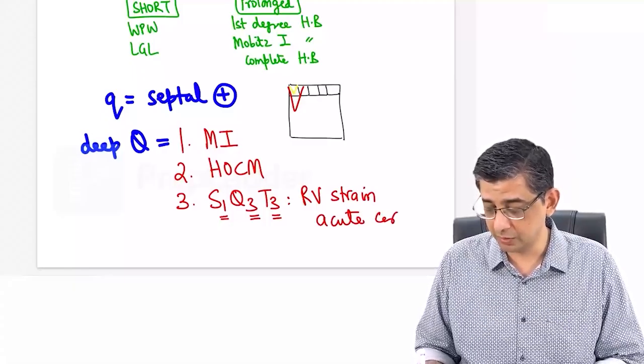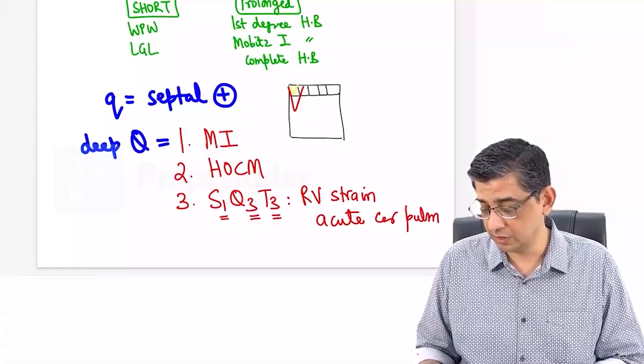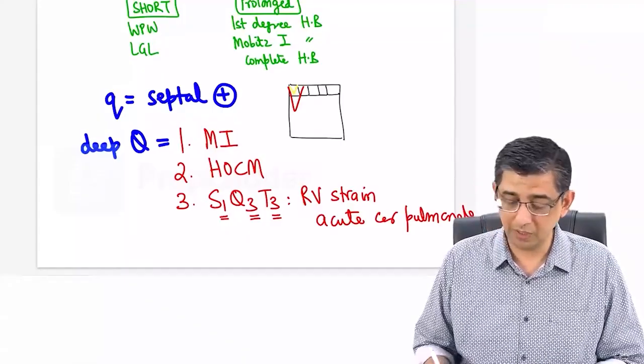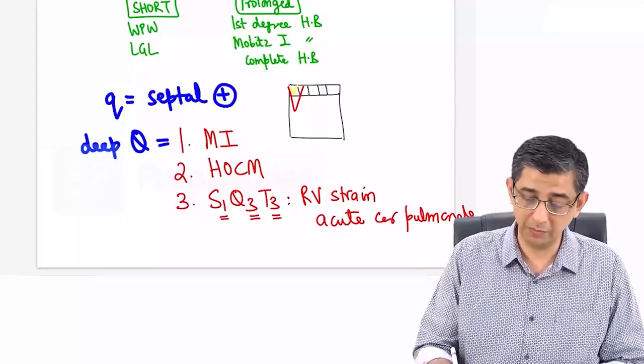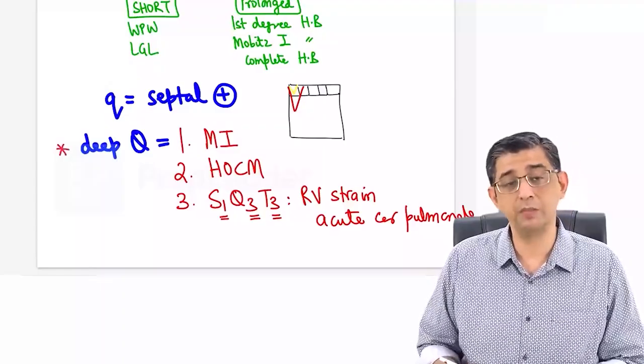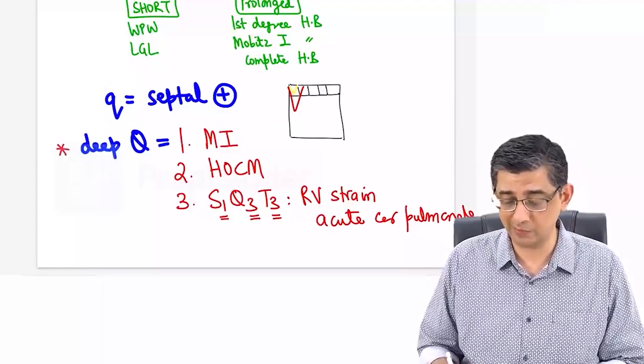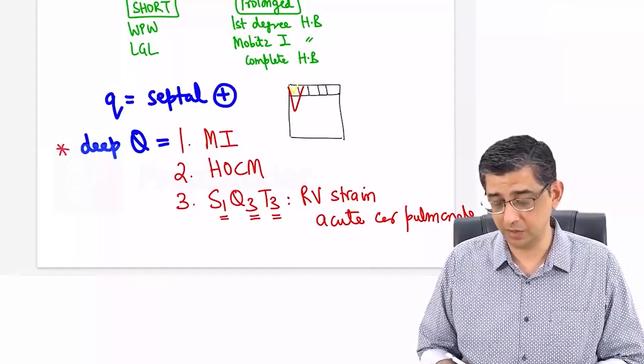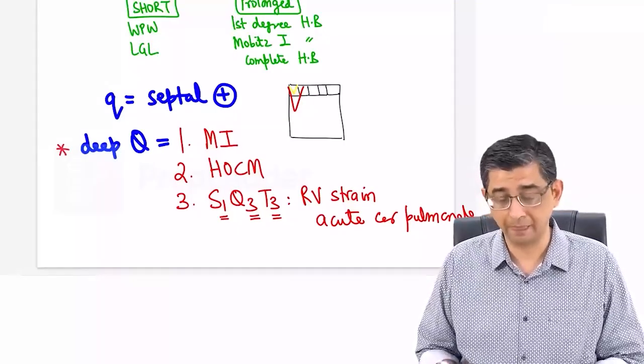This is a separate topic which has been covered in the pulmonology section, and you can go through that. But at the moment, I want you to remember this information, which is important. Conditions causing deep Q waves are the ones which have been enumerated: MI, HOCM, and then it's going to be S1, Q3, T3.